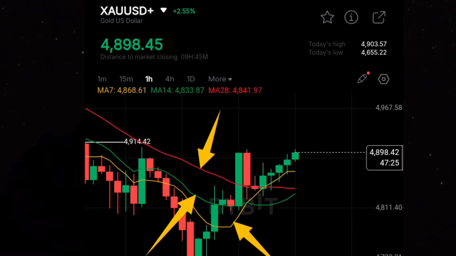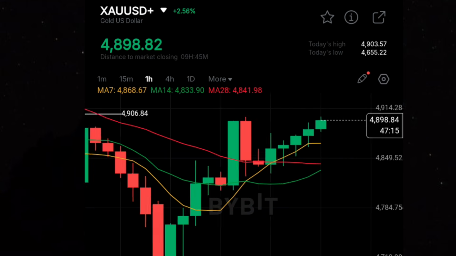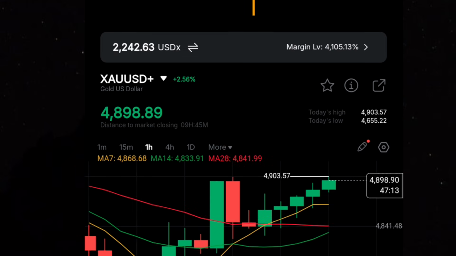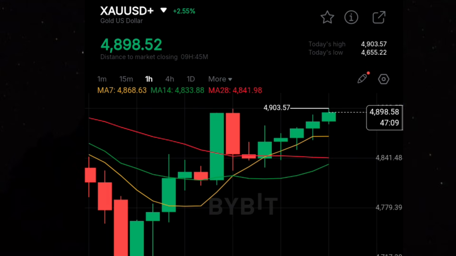So whenever you see the yellow line, which you have seen right now, trying to cross over the green and the red line, it is time to buy. So in this particular tutorial, what you're going to be looking out for is anytime we find the yellow line crossing over the green line and the red line, it is time to buy. That means the price is actually trying to go up.